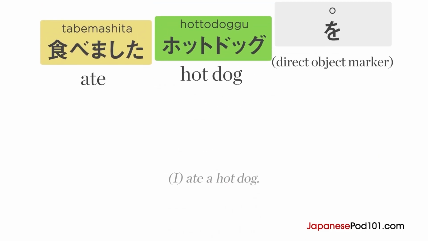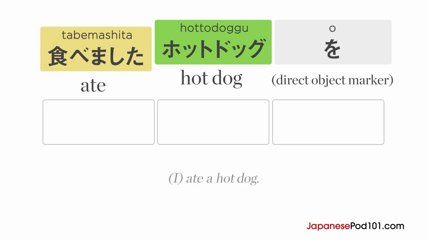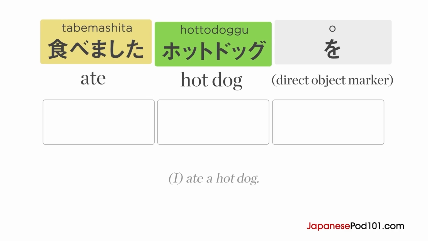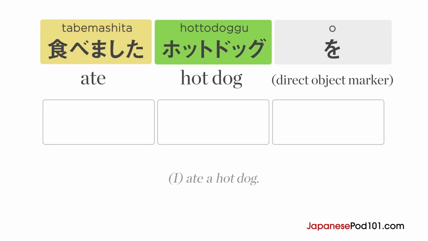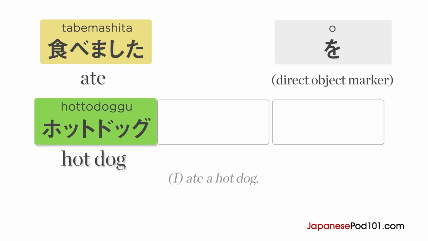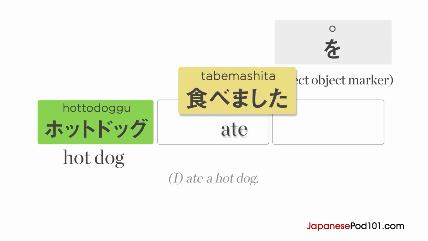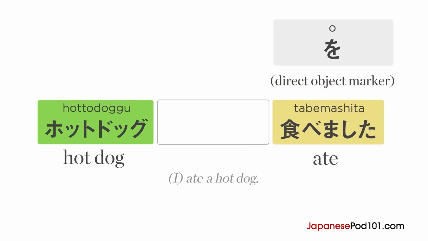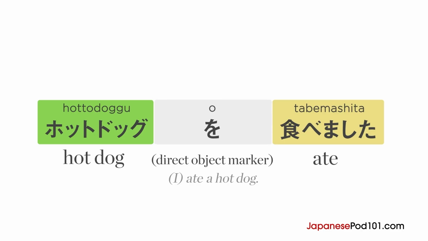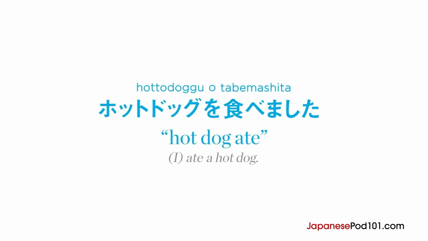Try to create the sentence, "I ate a hot dog," from these sets of words. 食べました. ホットドッグを. Okay, got it? The object goes first, so let's put "hot dog" here. And the verb goes last, so let's put "ate" at the end. Finally, we connect them using the appropriate particle. And that's it. ホットドッグを食べました. Which means, "I ate a hot dog" in Japanese.